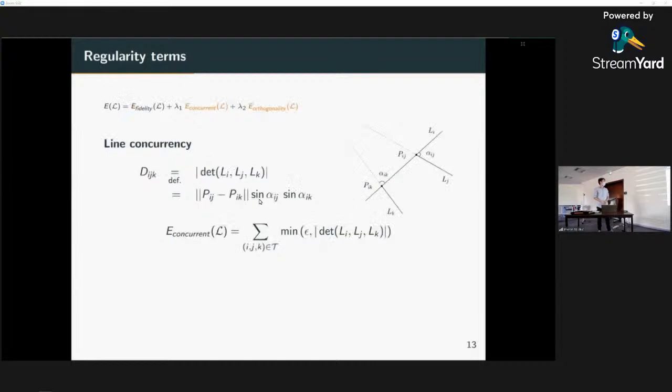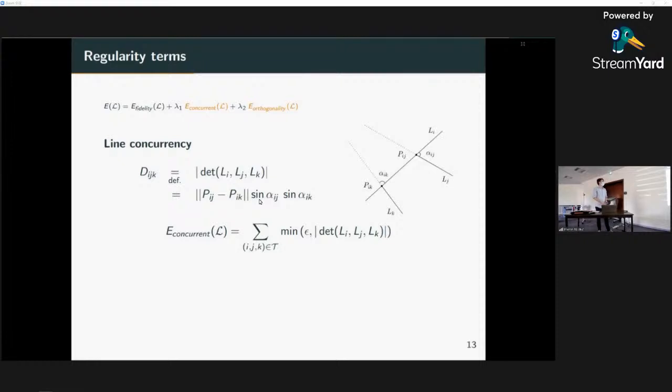For the regularity terms, we have two. The first one, we want to simulate an edge collapse in the partition. And for that, we use a term based on triplets of lines, which is the absolute value of the determinant of the 3 line coordinates. And because we've used Euclidean normalization, we have a very nice expression of this term, which is the distance between the 2 intersection points between the 3 lines times the sine of the angles between the lines, which means this term will be equal to 0 either when the 2 points are the same, which means we've made an edge collapse, or the sine of the angle is 0, which means 2 lines are identical.